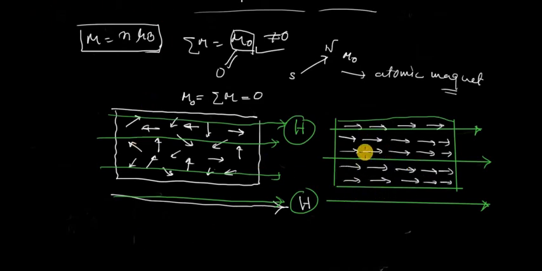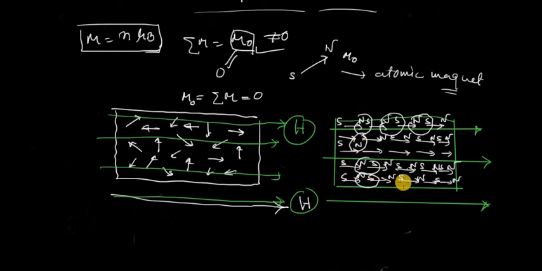Now all the atomic magnets align themselves parallel to the field, and, as we have already discussed, in this alignment of the atomic magnets, this side is S, this side is N, this side is S, this side is N, and so on. So when all the atomic magnets align parallel to the field, this thing happens. If you observe minutely, you see these N's and S's cancel each other.